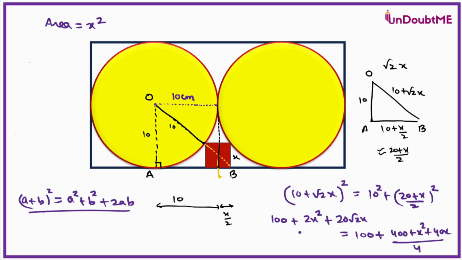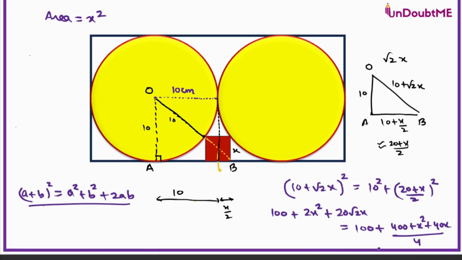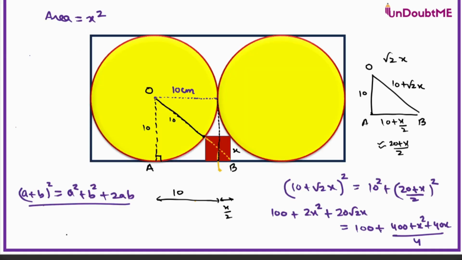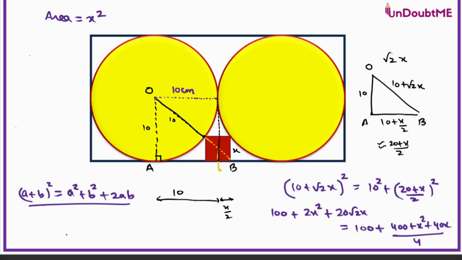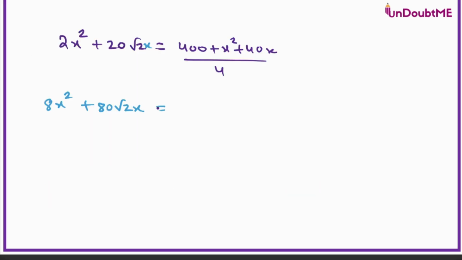Now it is visible that 100 on both sides can be cancelled. Once we do that, we are left with 2x squared plus 20 root 2x is equal to, on the other side, 400 plus x squared plus 40x, all over 4. 4 is multiplied on both sides. That will give me 8x squared plus 80 root 2x and then 400 plus x squared plus 40x.